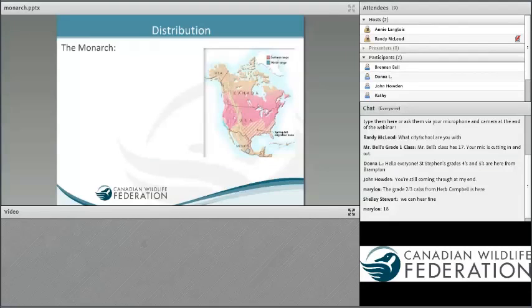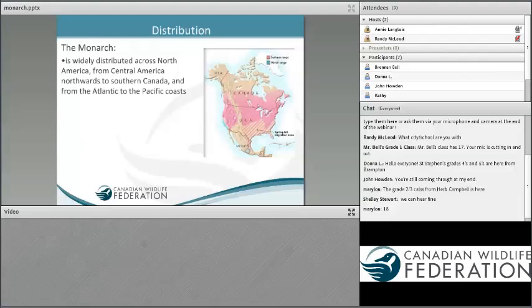So the monarch, where is it found? Well, you can find it throughout North America, from Central America in the south, northwards to southern Canada, and from the Atlantic to Pacific coasts. It's basically the pink area on the map, and the area that has the pink lines on the map as well. In Canada, it's found in all 10 provinces and in the Northwest Territories. It doesn't go further north, because there's no milkweed.